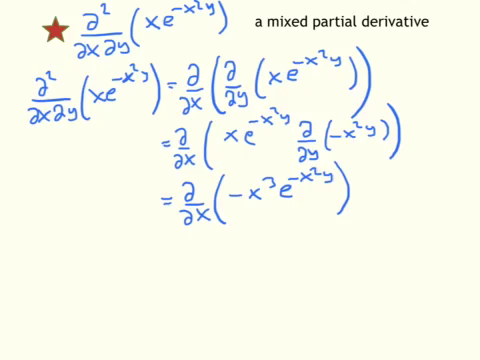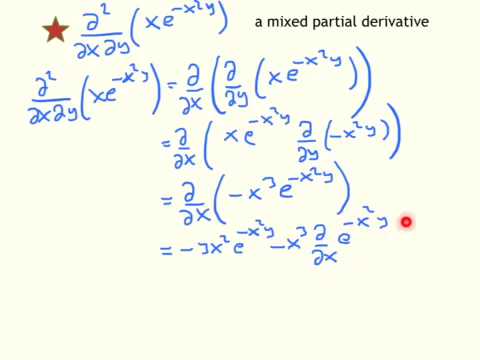And what we find in that way, for the first term, the derivative of minus x cubed is minus 3x squared times e to the minus x squared y. And then we have minus x cubed times the derivative with respect to x of e to the minus x squared y. The derivative of the exponential is going to be the exponential times the derivative of its argument. So just as before, we can calculate this.